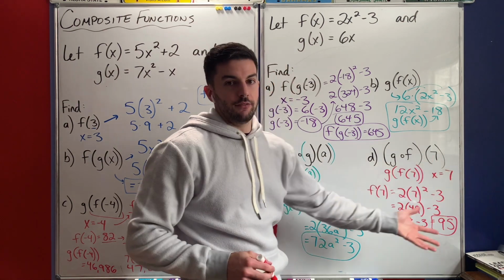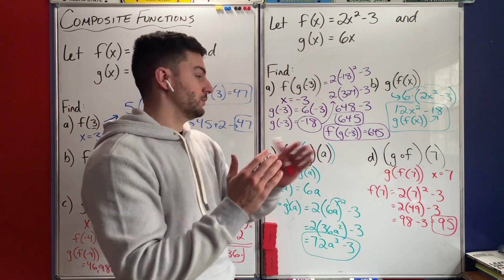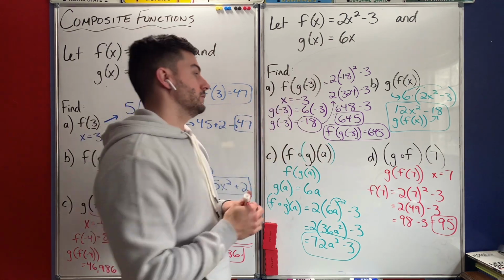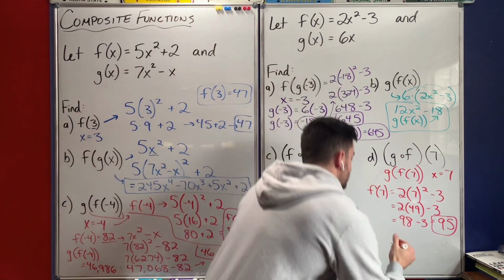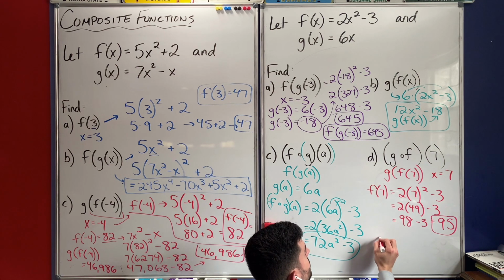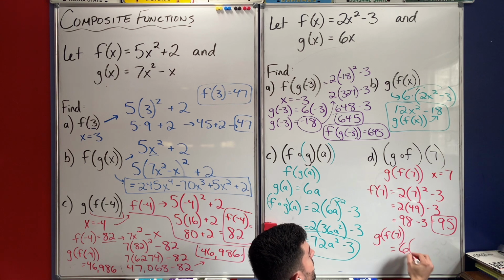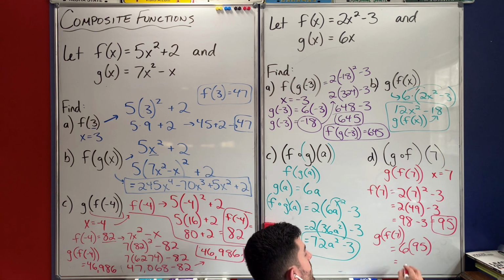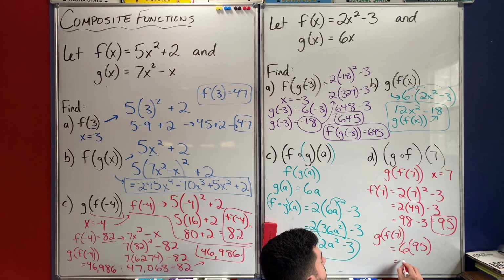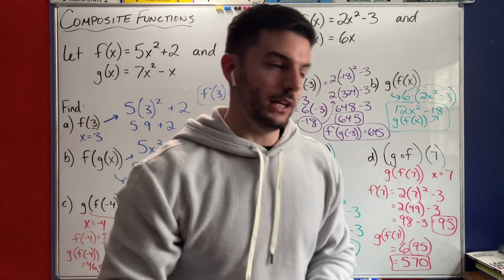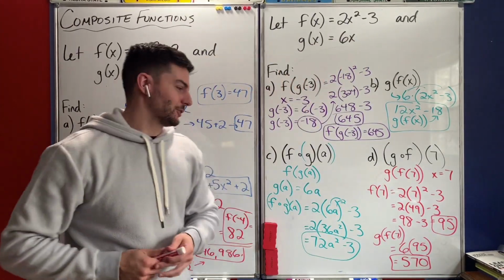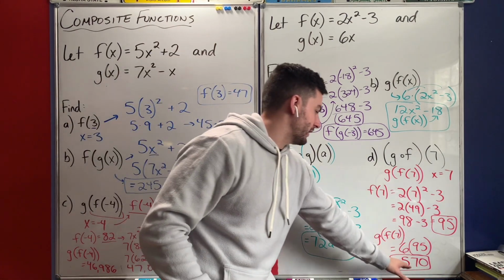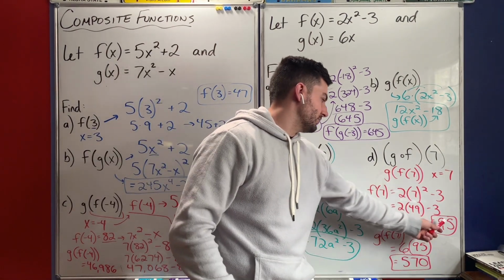g of f of 7 means I take that f of 7 answer, which is 95, and I plug that in to g, right? So g is a very simple equation. Okay. So g of f of 7 would be saying 6 times 95, okay? And 6 times 95 ends up giving me 570, I believe. Let me check on that. Yes, my mental math was correct. So g of f of 7 is 570. You just do 6 times the f answer there.